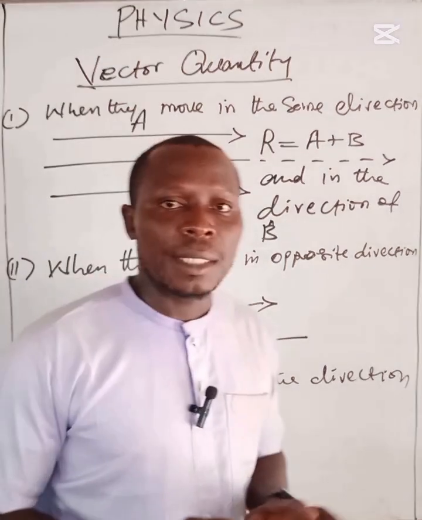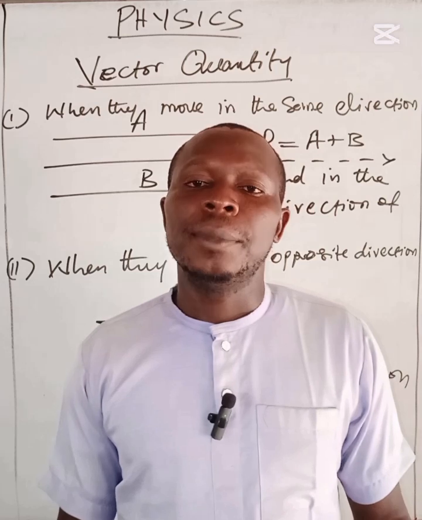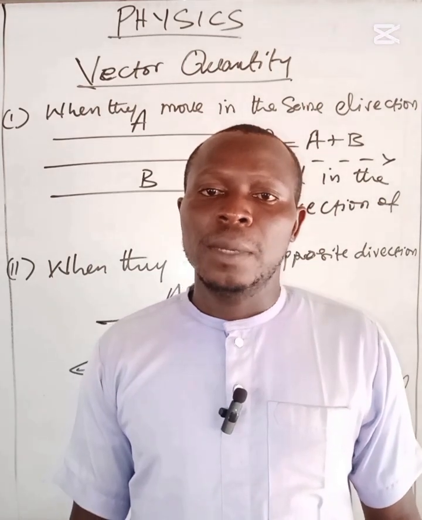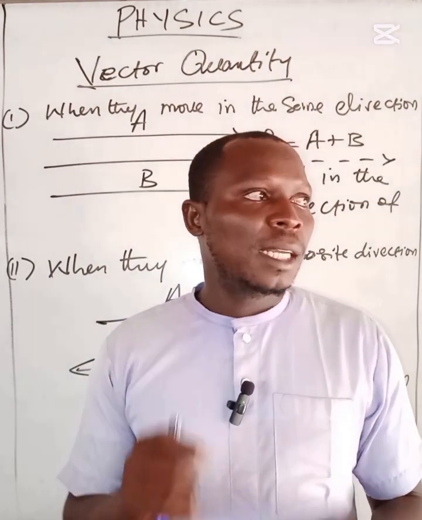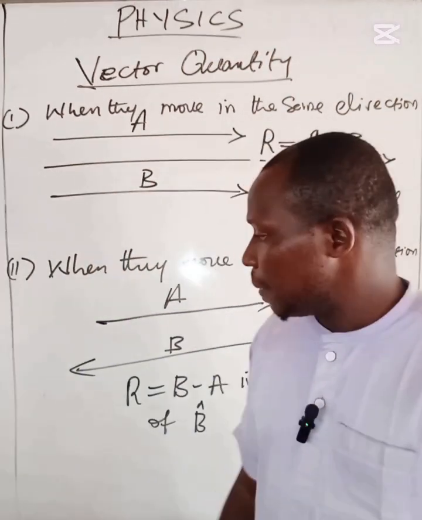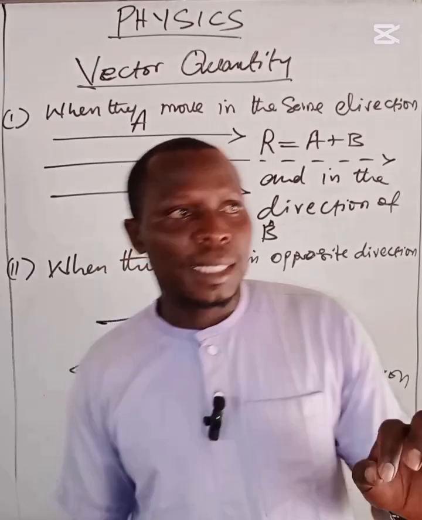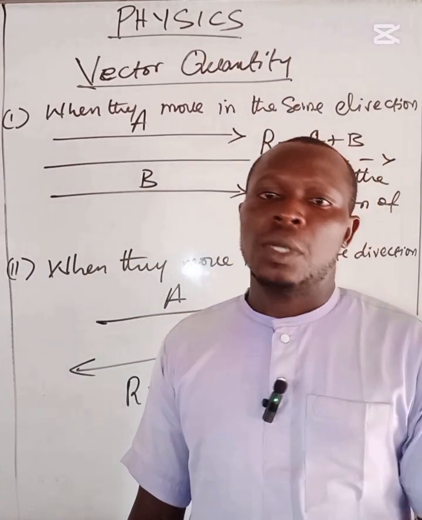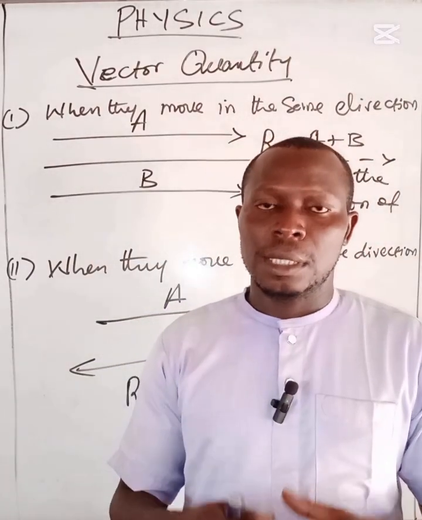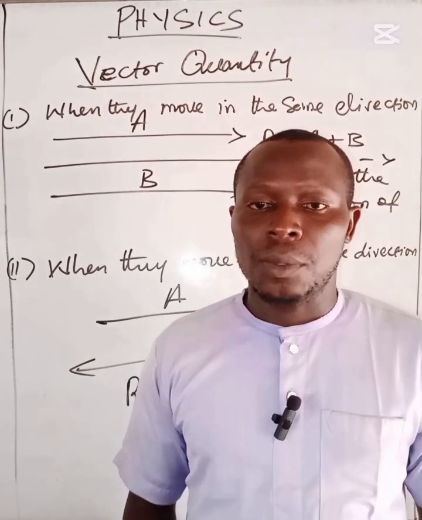All right? So that is just it. This often is not usually a problem for students. Where the problem comes in is when the vectors are now inclined at an angle. So lest I forget, when the vectors are equal and they are moving in opposite directions, the resultant is going to be 0.